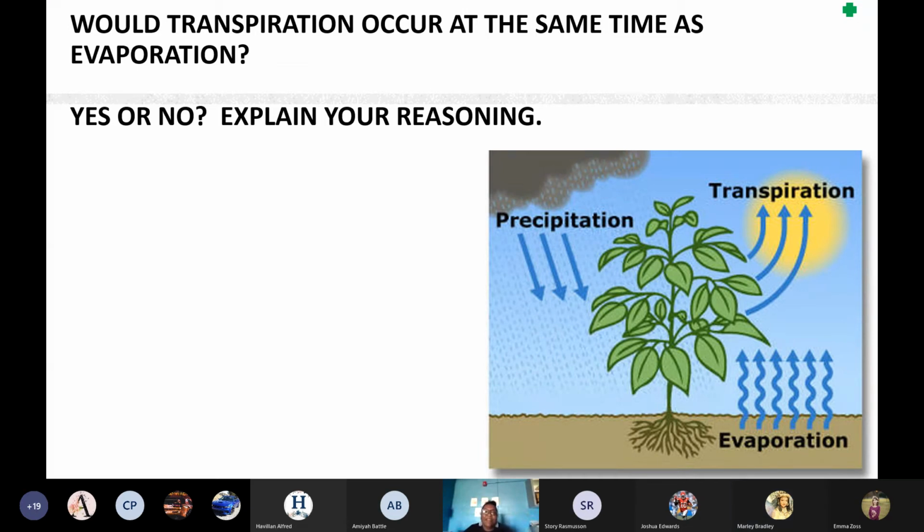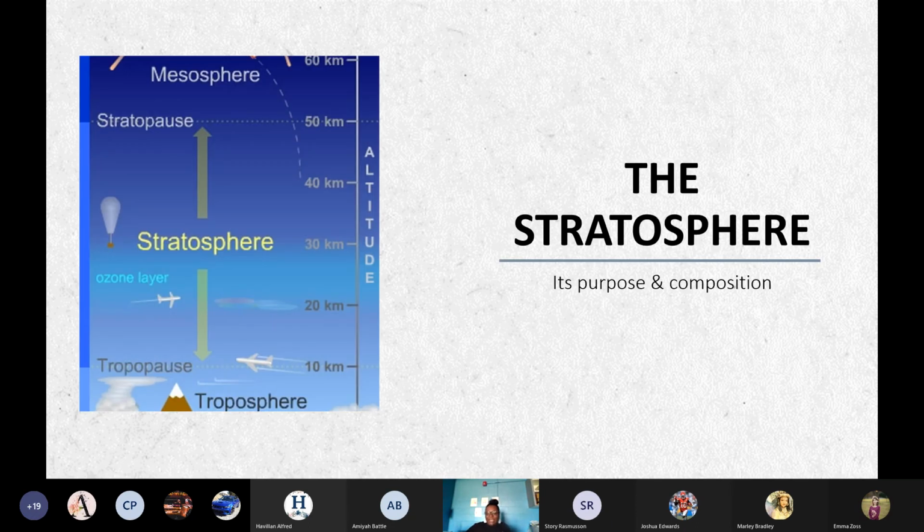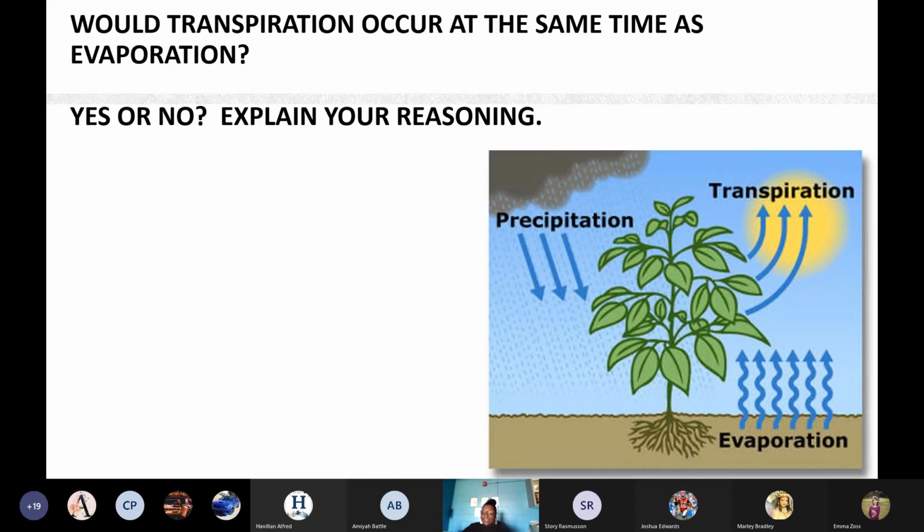Go ahead. Yes. Yes. Okay. Yep. Okay. Now turn off your mic. If you don't think transpiration happens at the same time as evaporation, turn on your mic and say no. Okay, you're correct. Very good. Yes, it does happen at the same time as evaporation.